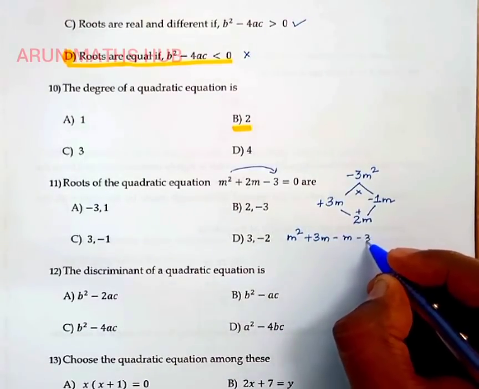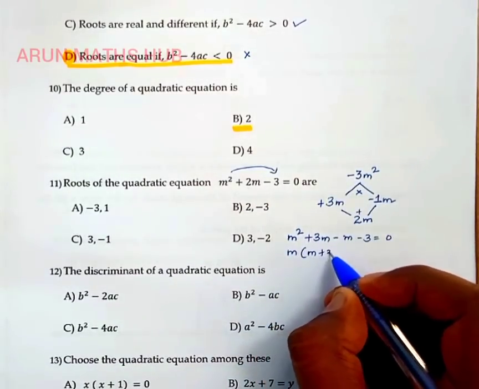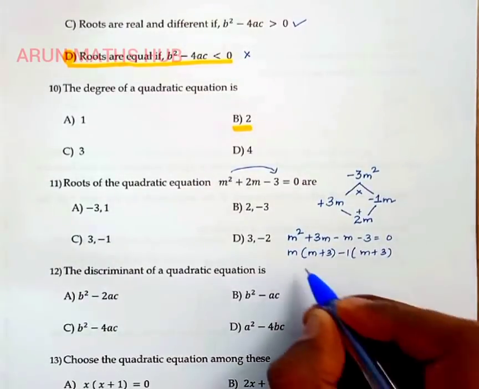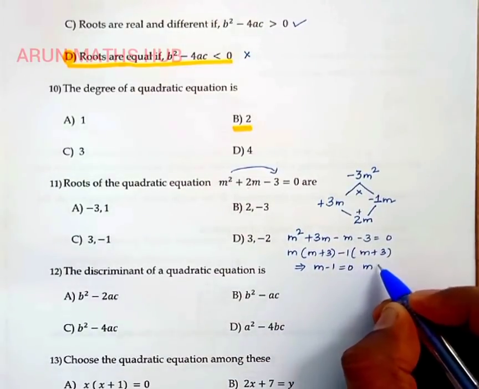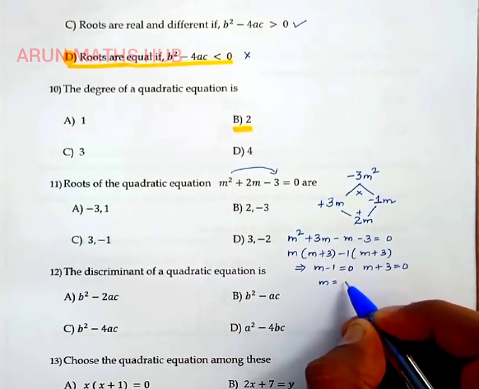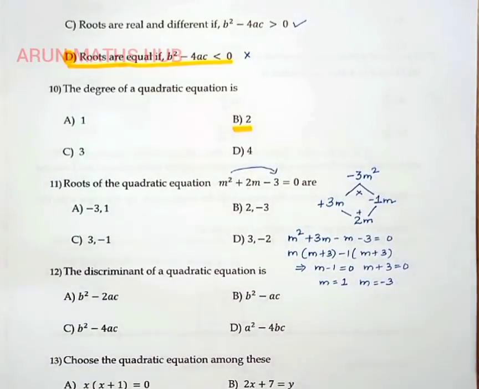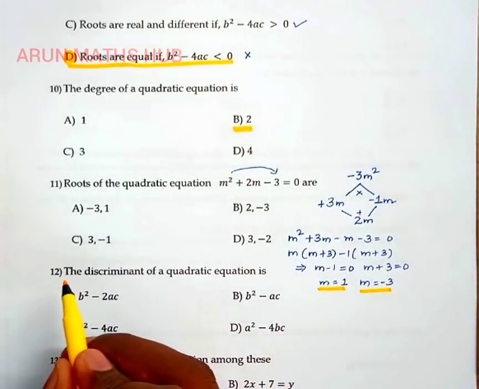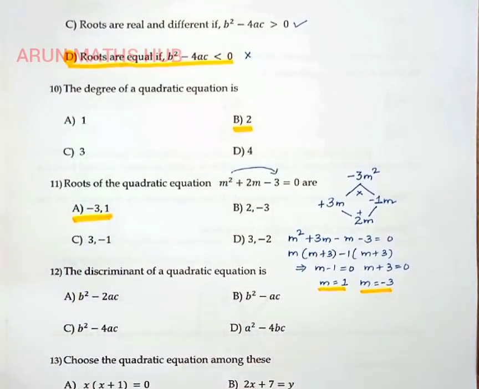minus 3 equals 0. Now take the common factor m, we get m plus 3. In the same way, taking minus 1 as a common factor, we get m plus 3. So m minus 1 equals 0 and m plus 3 equals 0. Therefore, m equals 1 and m equals minus 3. Therefore, the roots of the quadratic equation m square plus 2m minus 3 are 1 and minus 3.